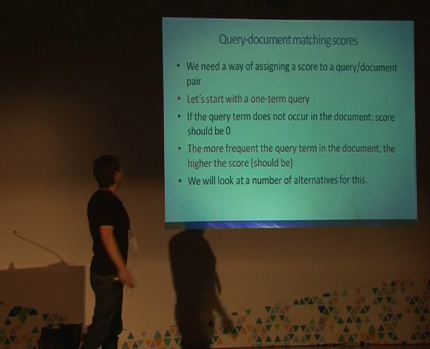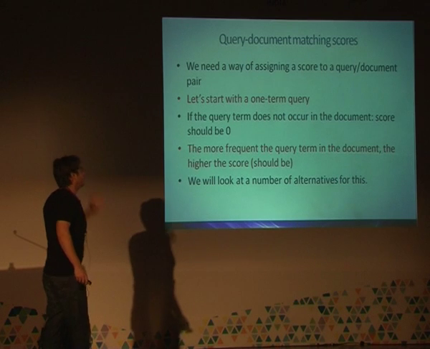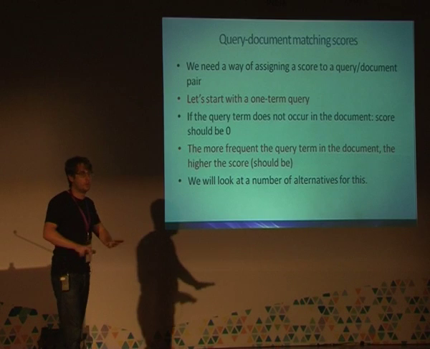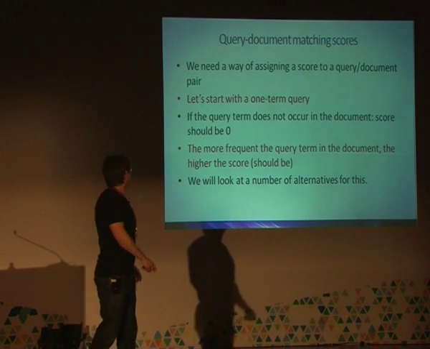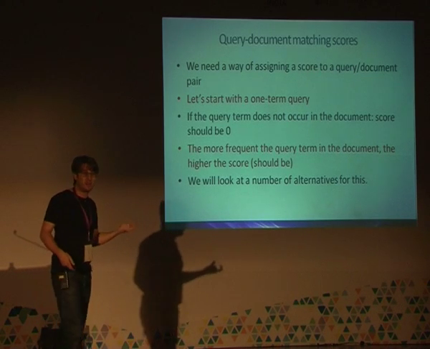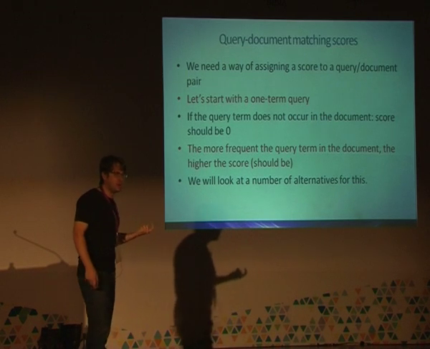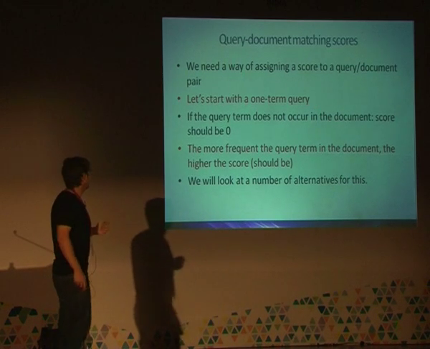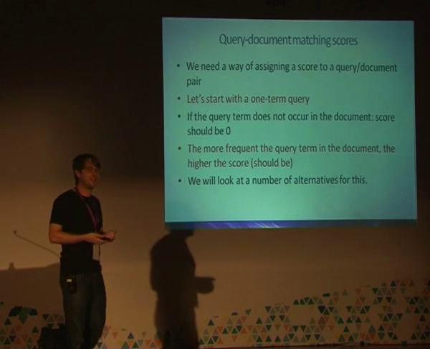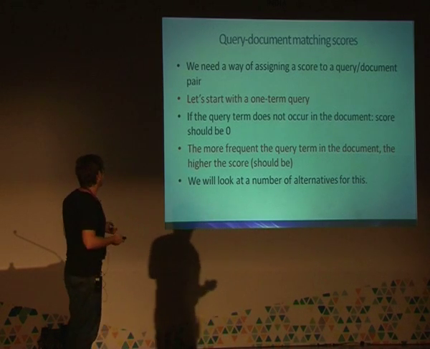So how do we do it? Think that you have just a one term query. Something reasonable is that if the query term is not in the document, then the score is 0. And another intuition that is reasonable is if this query term occurs many times in the document, then the document really must be about this term. It's a very naive and crude representation of human cognition, but it kind of works in practice.